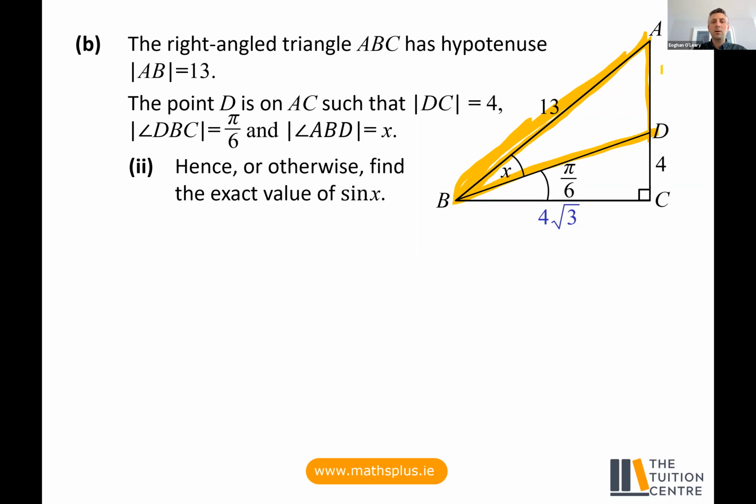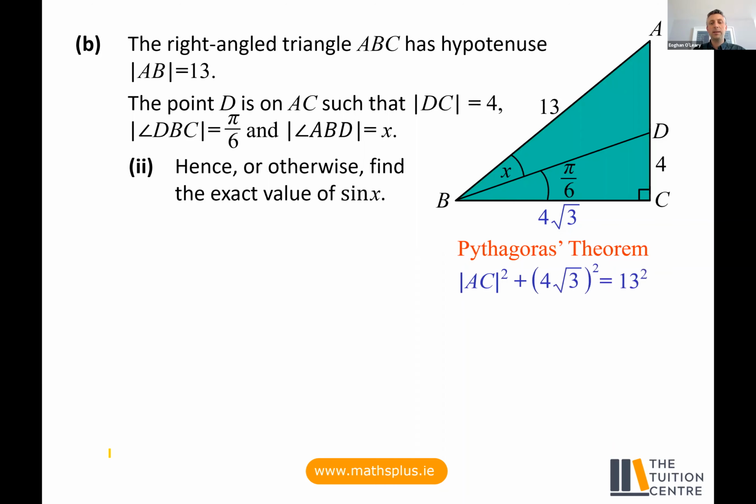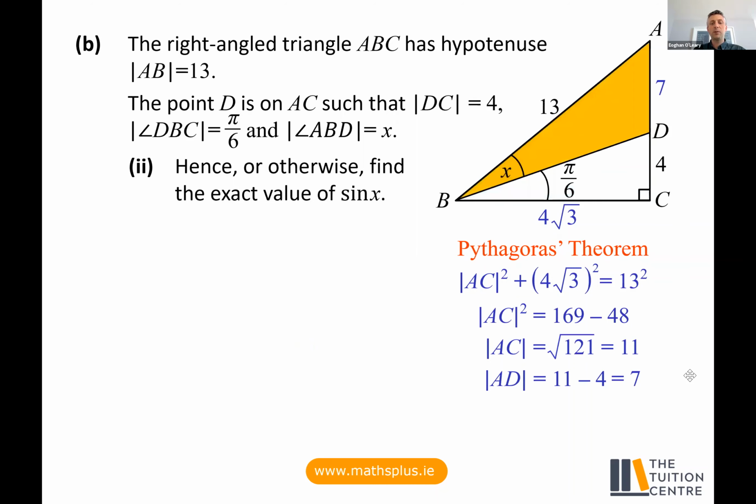Well, I can figure out this guy up here. If I call it y for now, I can figure that out because I now have the 4 root 3 and I have the 13 within the right angle triangle. And that can allow me to figure out the length AC. So in this right angle triangle, I can use Pythagoras' theorem. AC squared plus 4 root 3 squared must be equal to hypotenuse squared, that's 13 squared. With a bit of work, I can figure out that AC is going to be equal to 11. And therefore, I can figure out that AD is going to be equal to 7. So this length here is 7.